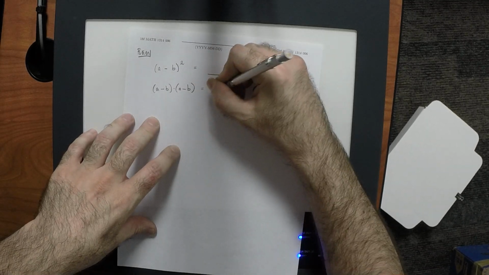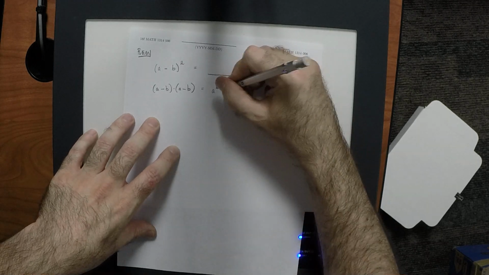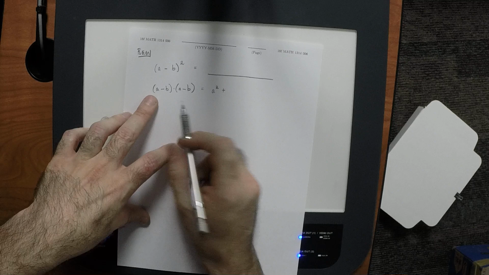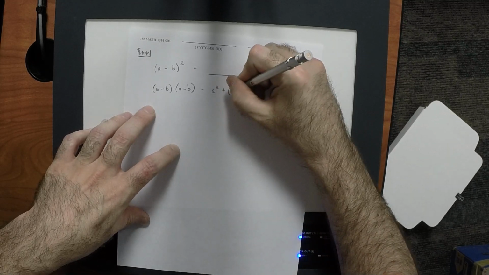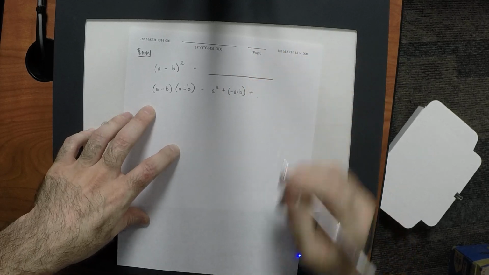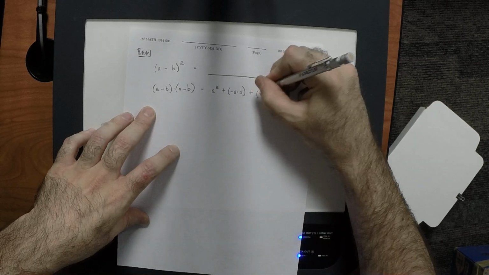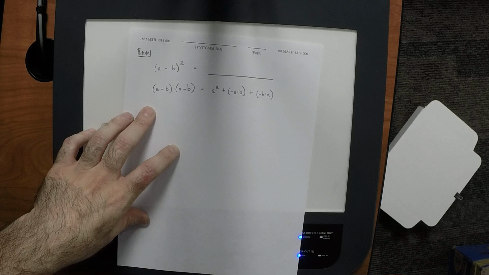F, that would be aa, which is to say a squared. What would the O term be? Minus ab. So I wrote a plus. So I'll write negative ab like that. And then what would the I term be? Minus ba. And the L term?